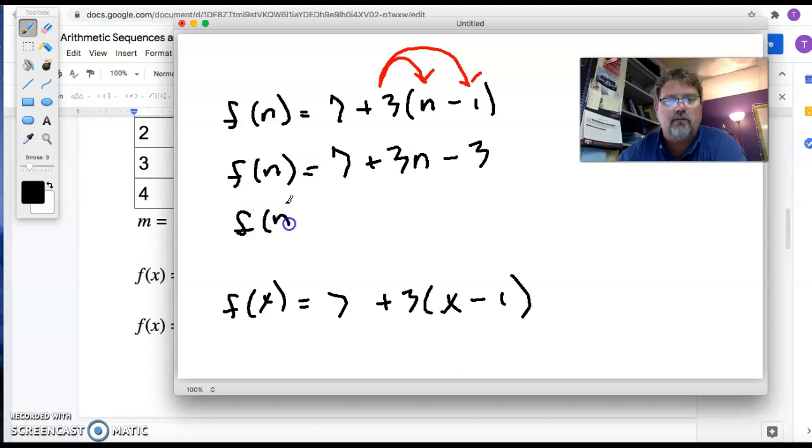So f of n is actually 3n, and we're combining like terms, this one and this one, to get plus 4. All right, that's how we got that equation, and we need to get in the habit of cleaning things up that way.